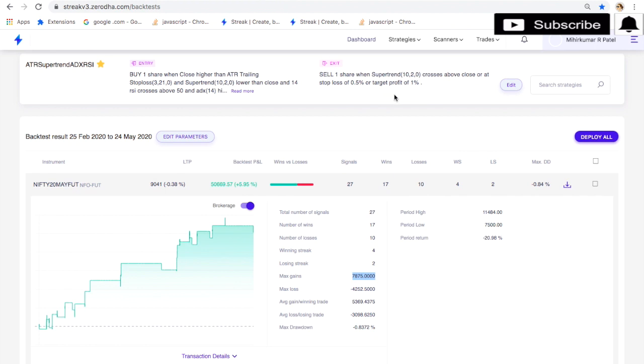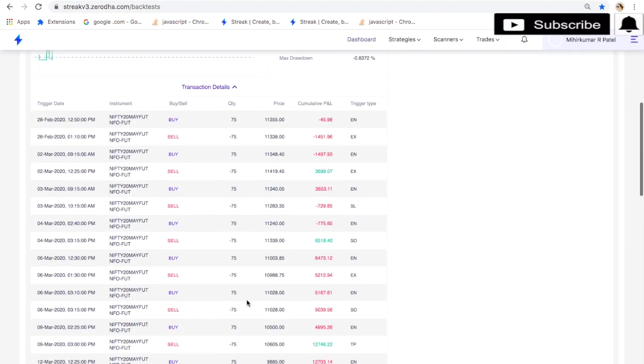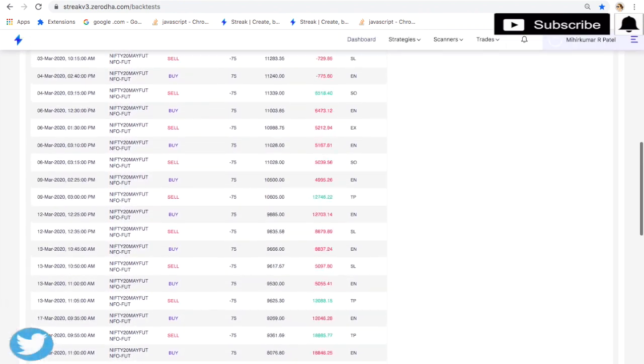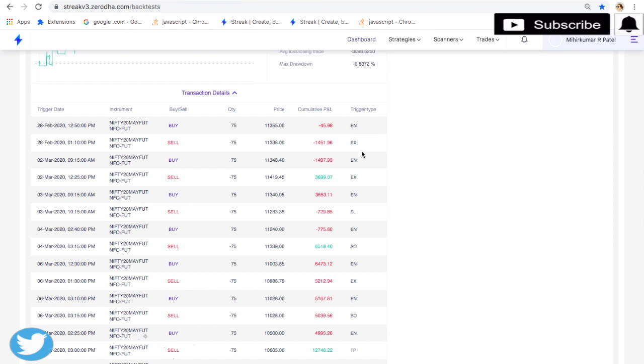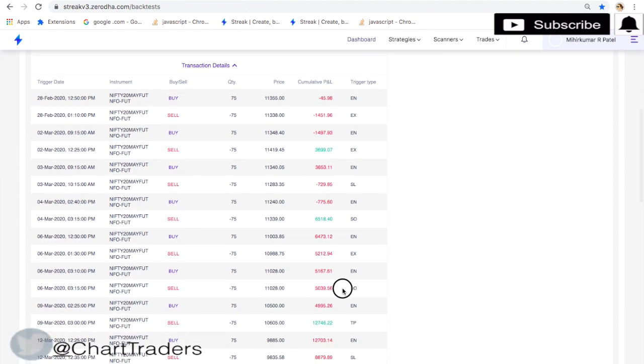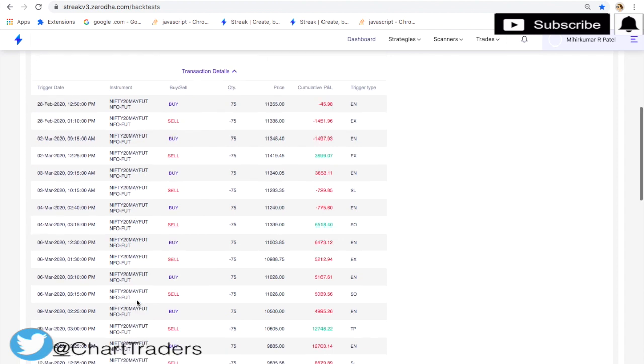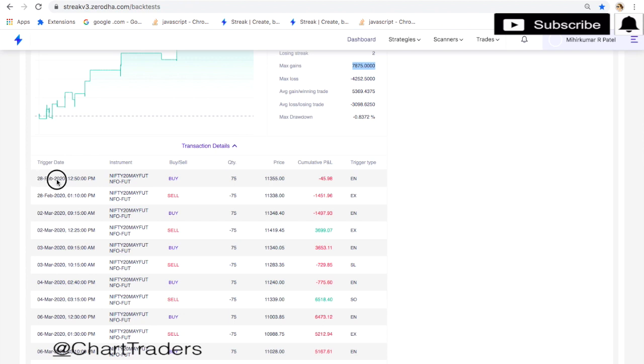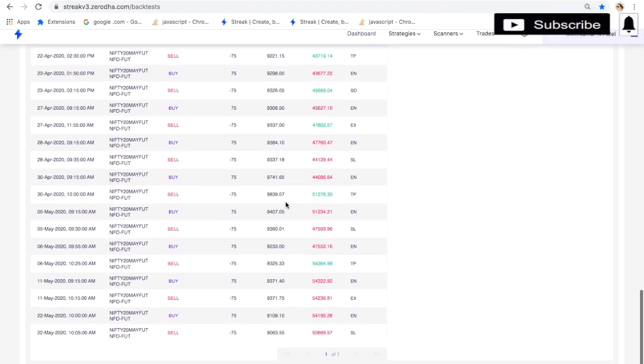You can modify exit conditions if you want, according to your risk management. You can even see transaction details here. EN means entry point, EX means exit point, SL means stop loss, and SO means exit point at around 315, that is the MIS, due to the MIS order. It also shows the time of entry, 12:50, and the entry price and exit price. So you can see transaction details.